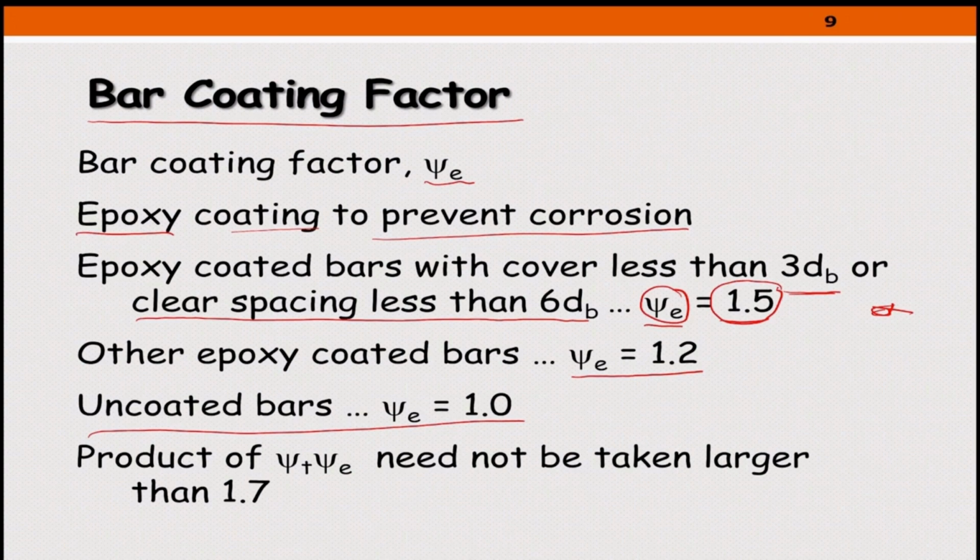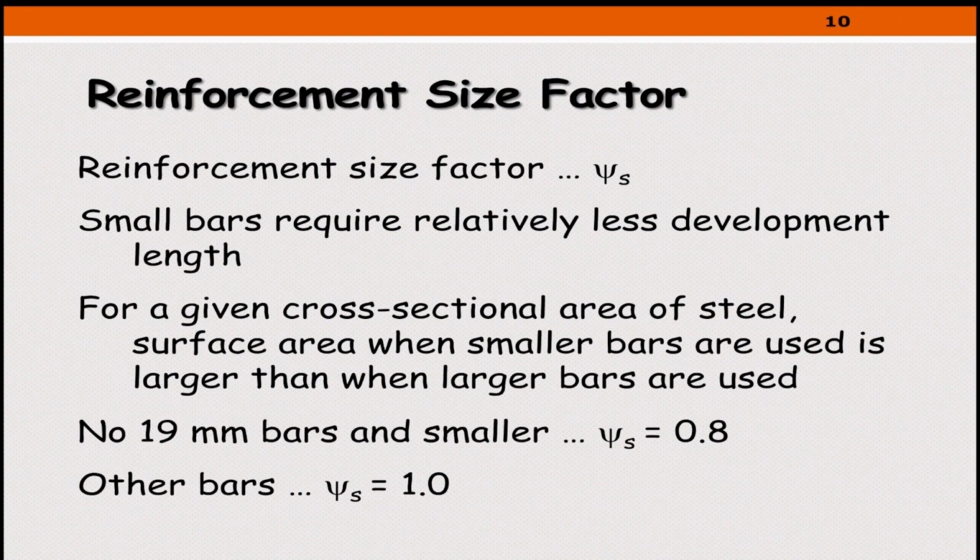Well, there is another condition that psi T times psi E need not be taken larger than 1.7. So in case you evaluated psi T, which is the bar location factor, and psi E, which is the bar coating factor, and the result was greater than 1.7, you should take it as 1.7. The other factor, which is the reinforcement bar size factor, psi S.